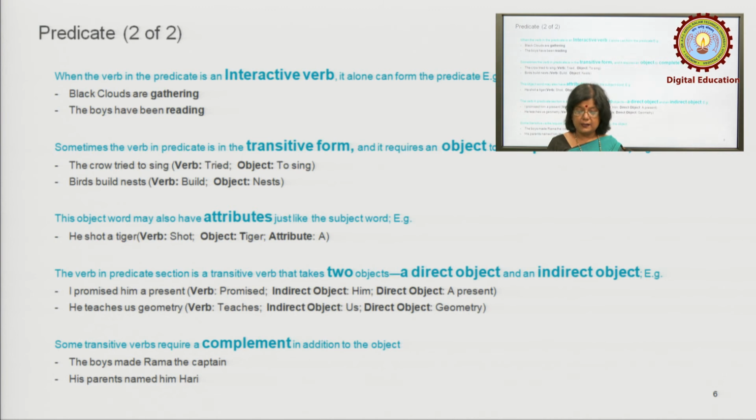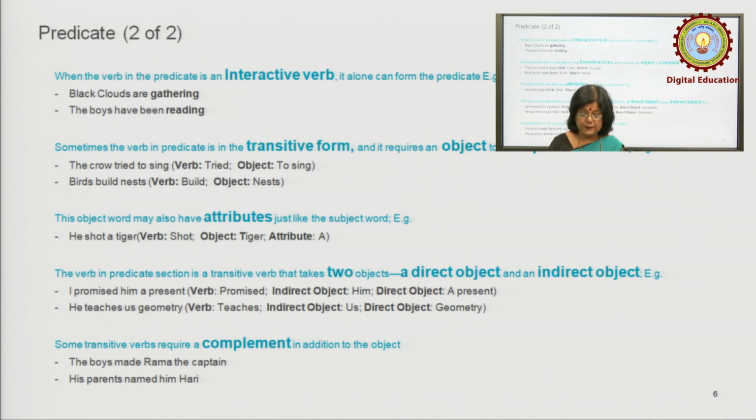The verb in the predicate section may be a transitive verb that takes two objects, a direct object and an indirect object. Examples, I promised him a present. Here just pay attention, promised is the verb, the main predicate part, indirect object will be him, and direct object will be a present, because the work is directly being done through the present. So that will be direct object, and the present is being given to him. So it will be indirect object. Another example, he teaches us geometry. Definitely the main verb here is teaches, which forms the main predicate part. Direct object is geometry, and indirect object will be us.